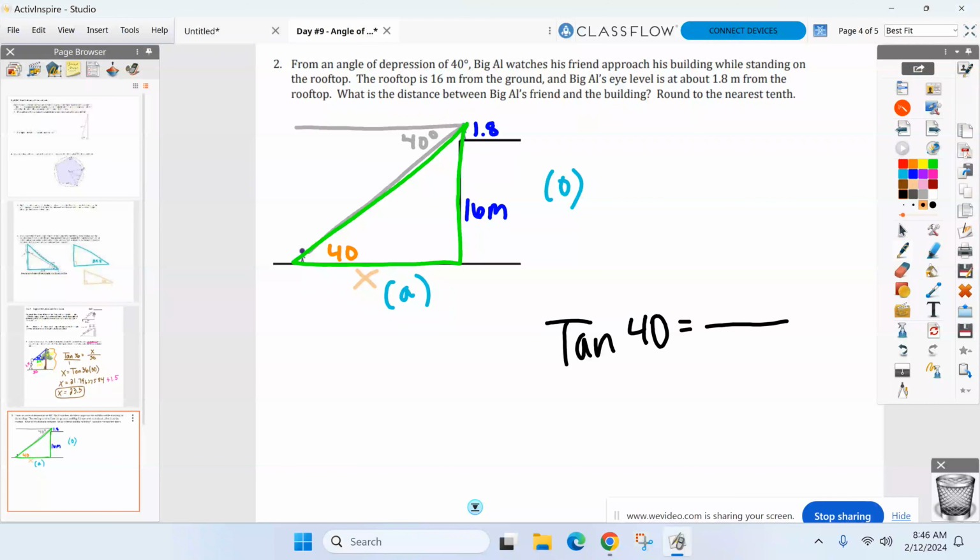Now here's the hiccup. Did everyone realize you can't use 16? You've got to do 16 and 1.8, and that is your opposite side, right? Look at your right triangle. It's the 16 and the 1.8, so I have to combine them. So somewhere in your ratio, whether you use 50 degrees or 40 degrees, you should have 17.8 somewhere, and then x as your other side.